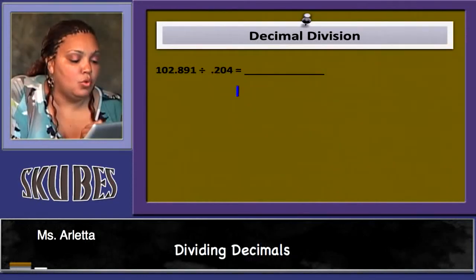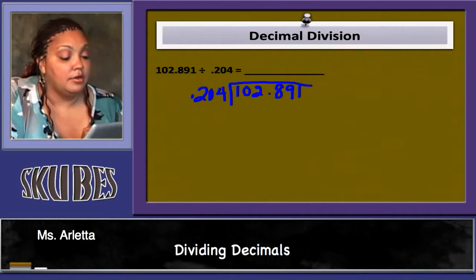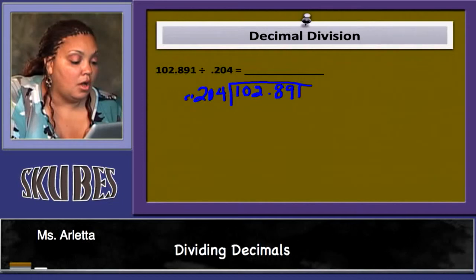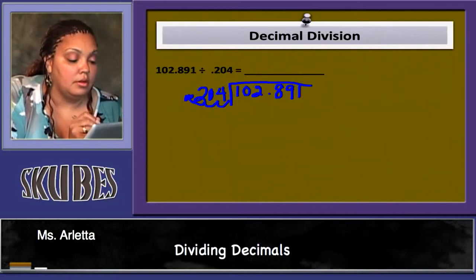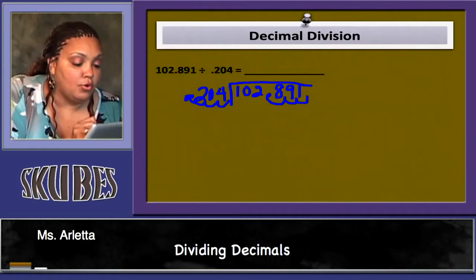Our next problem is 102.891 divided by 0.204. I'm showing in our divisor we have 3 decimal places that we need to move all the way to the right. 1, 2, and 3. So that means we have to move the decimal places 3 spaces to the right in the dividend. 1, 2, and 3. After we move it over 3 spaces, then we go up.